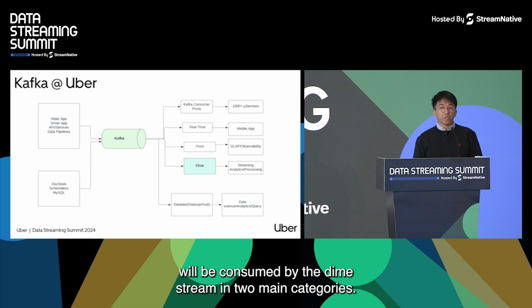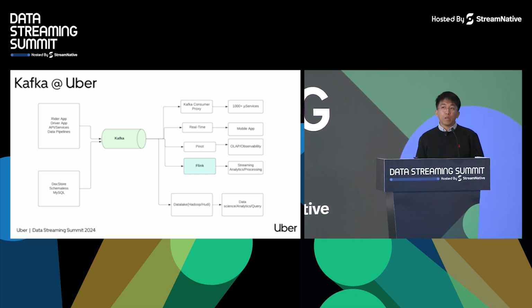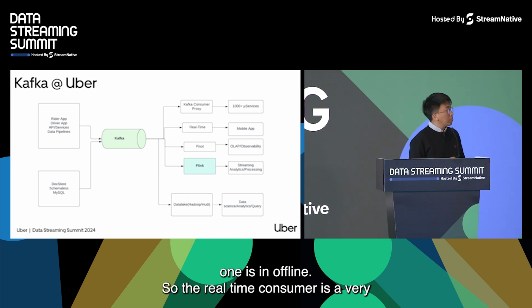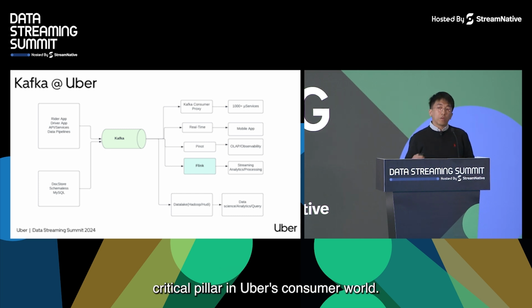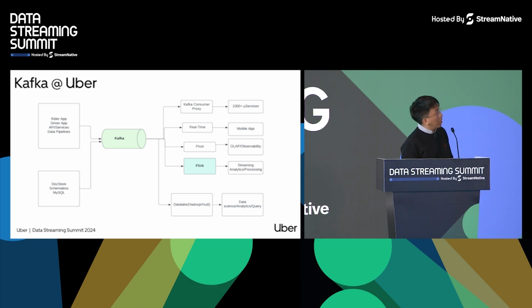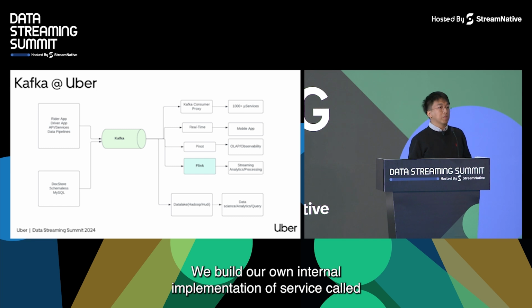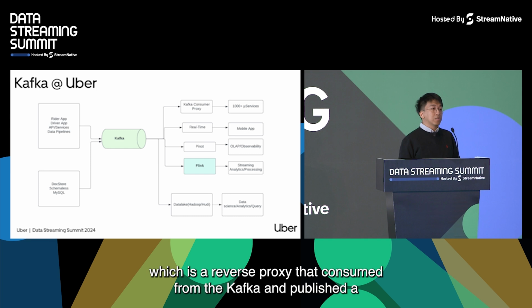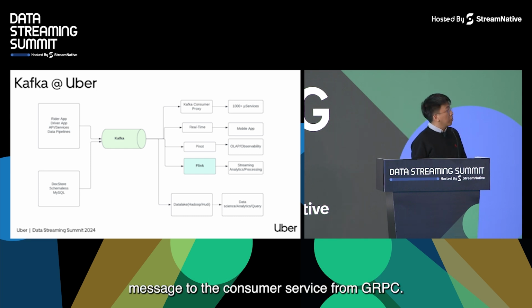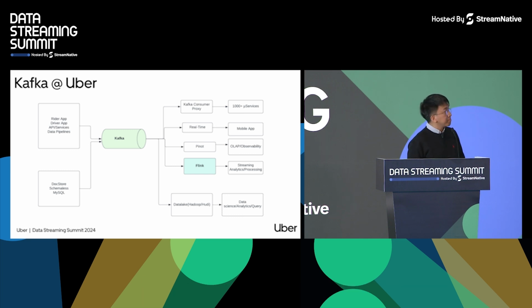And the messages will be consumed by the downstream in two main categories. One is real time, one is offline. The real-time consumer is a very critical pillar in Uber's consumer world. One of the main cases is called the PubSub use case. We build our own internal implementation of a service called consumer proxy, which is a reverse proxy that consumes from Kafka and publishes the message to the consumer service through gRPC.